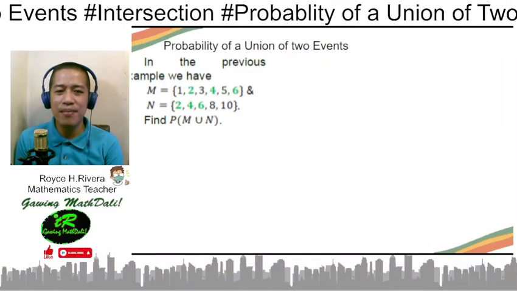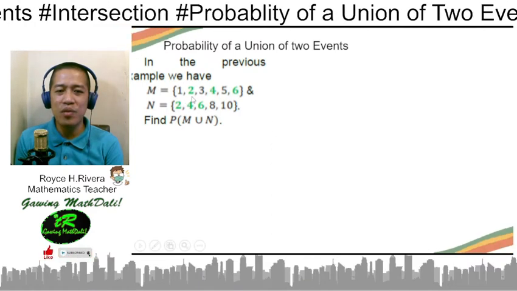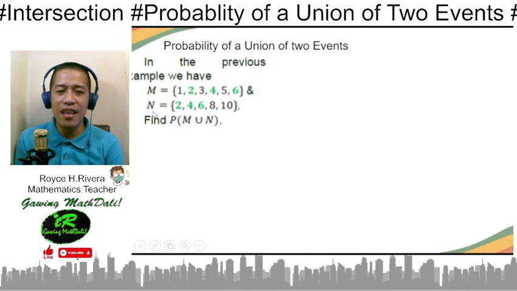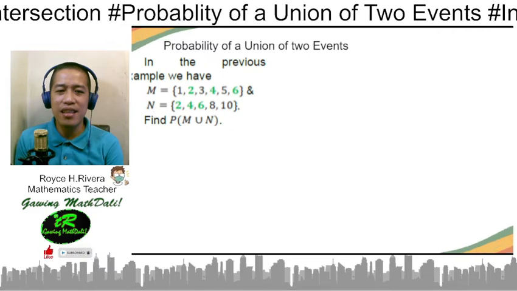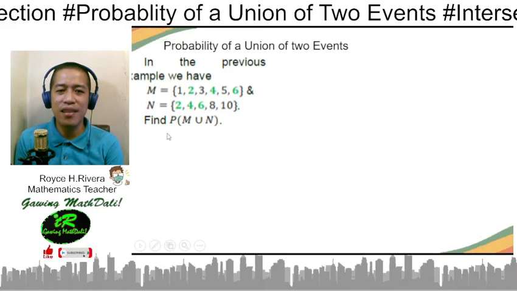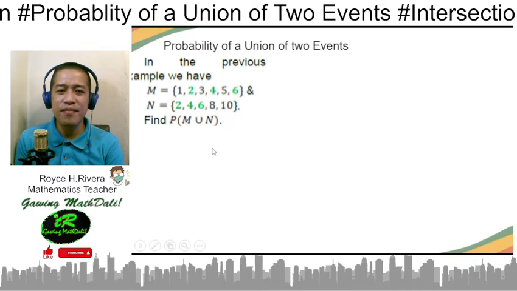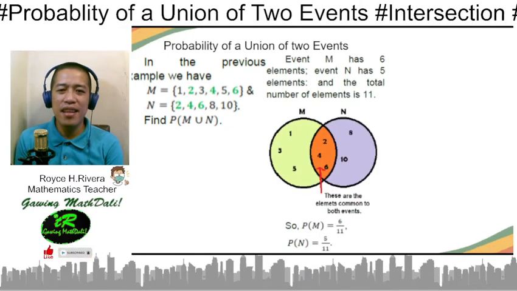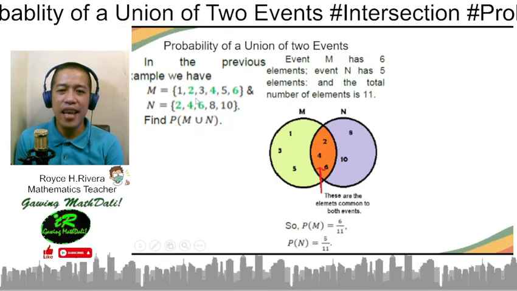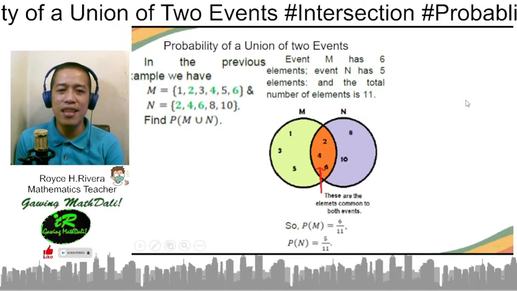In the previous example, we have event M equals the set 1, 2, 3, 4, 5, 6 and N is equal to the set 2, 4, 6, 8, 10. Now we are asked to find the probability of M union N. Event M has 6 elements. Event N has 5 elements. And the total number of elements is 11.